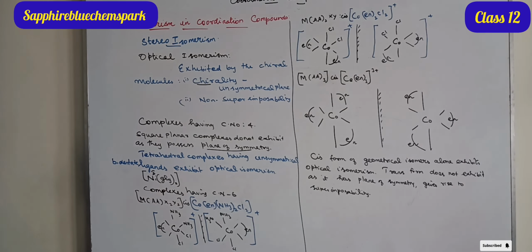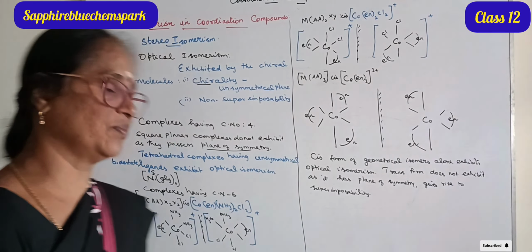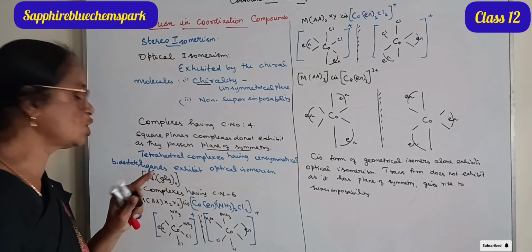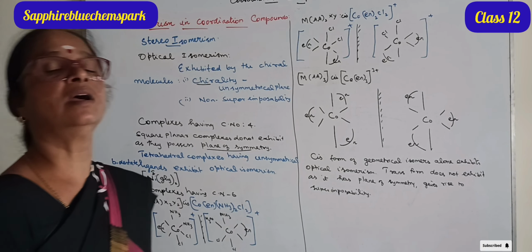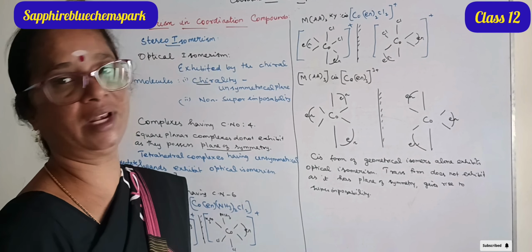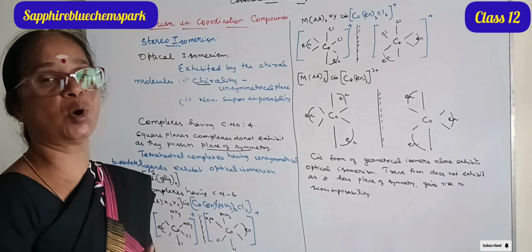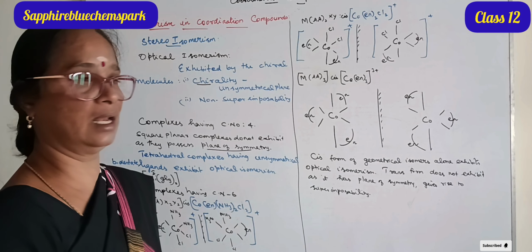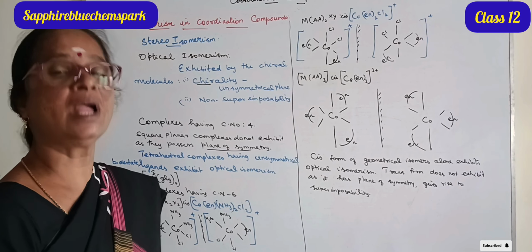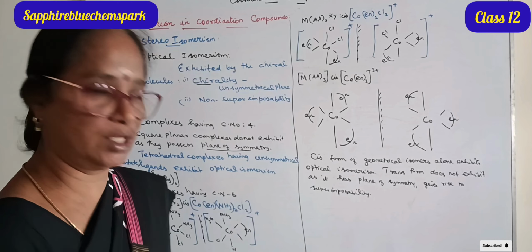Next, let us consider the complexes having coordination number 6. In coordination number 6, the complexes of cis isomers alone exhibit optical isomerism. The trans isomer never exhibits it because of its plane of symmetry, and that molecule becomes achiral. So, only the cis isomer of geometrical isomers can be chiral, and hence those alone exhibit optical isomerism.